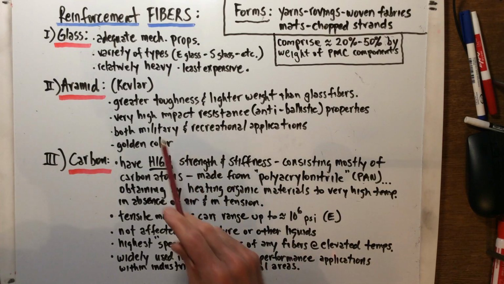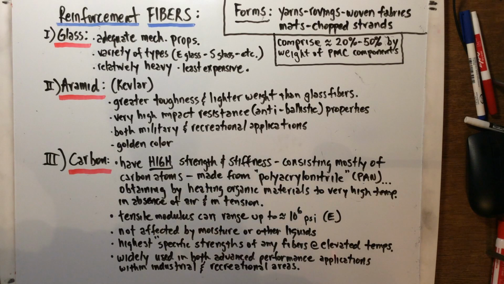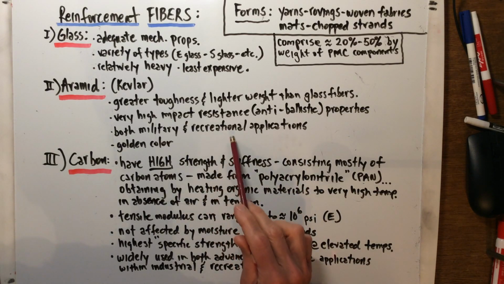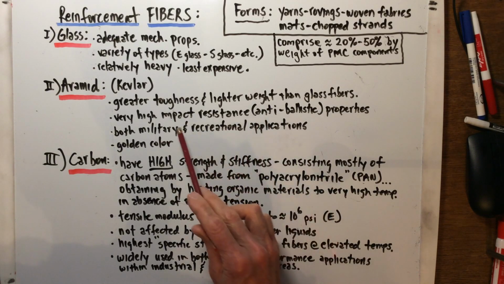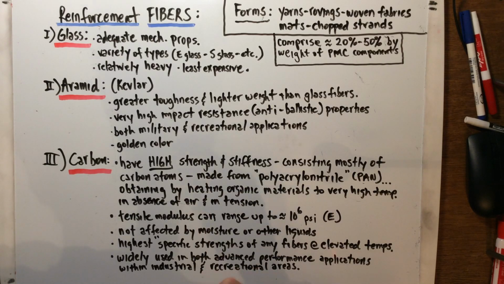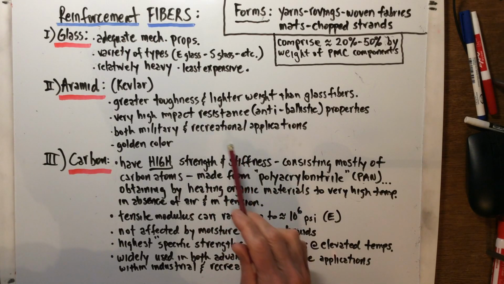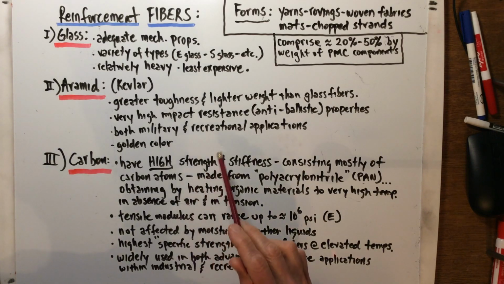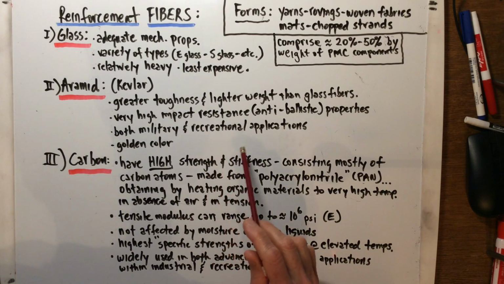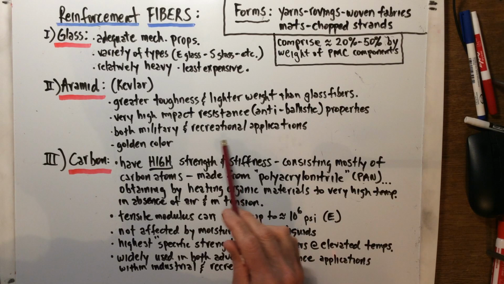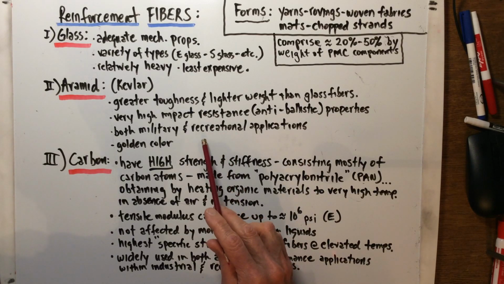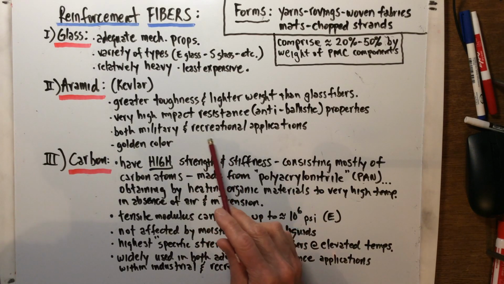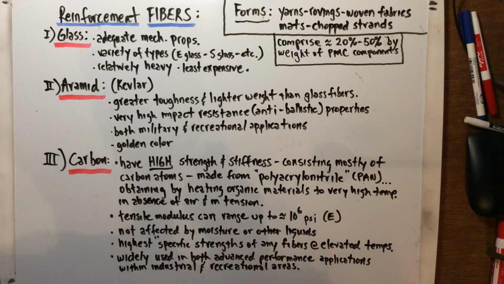Now, it's used for both military and also recreational applications. There are a lot of applications that involve high impact, and I can think of one for sure, and that is canoe rentals. How many times, especially canoe rentals around any kind of whitewater, which is kind of tricky. But be that as it may, there are definite recreational applications for this Kevlar as well.